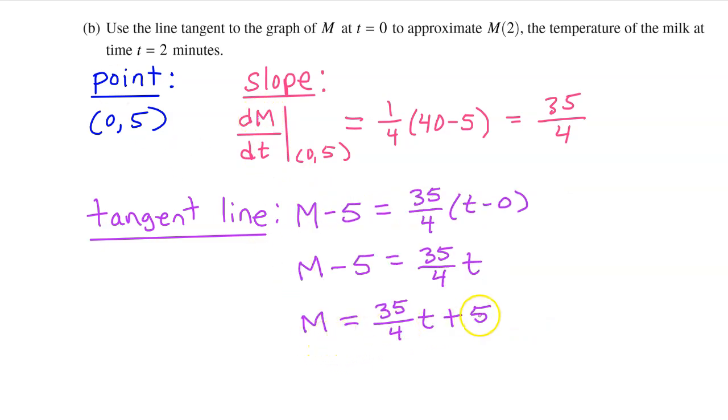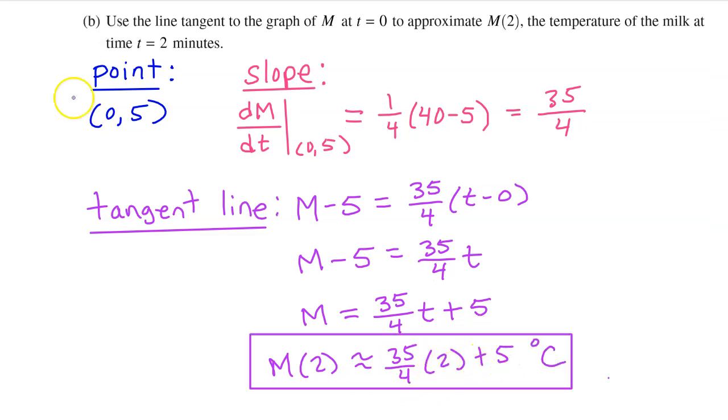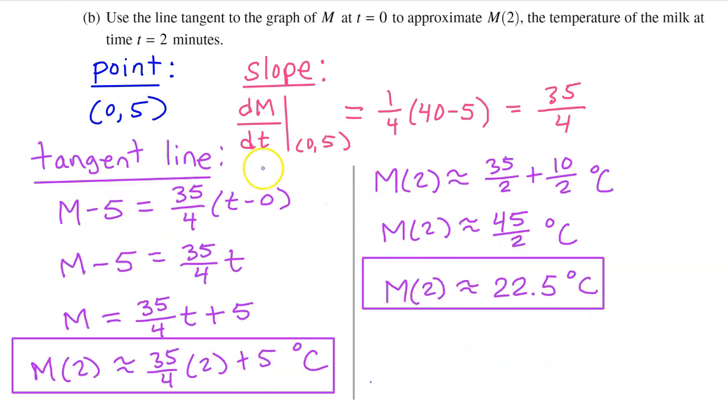Let's use this tangent line equation to approximate the value of m at 2. So m of 2 will be approximately equal to 35/4 times 2 plus 5. Remember that m represents the temperature of the milk in degrees Celsius, so as long as you include the units, you could leave your answer just like this. If you simplify your answer, you get m of 2 is approximately 22.5 degrees Celsius.